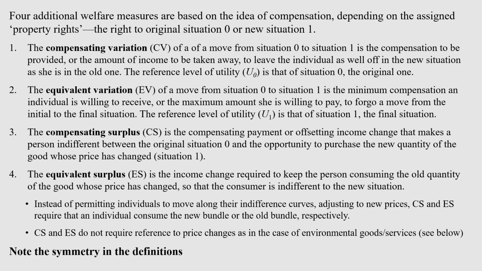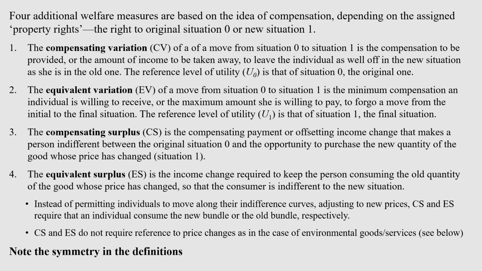The equivalent variation, on the other hand, from moving from 0 to 1 is the minimum compensation an individual is willing to receive, or the maximum amount she's willing to pay to forego a move from the initial to the final situation. In this case, the reference level of utility is U1, and that's the final situation.